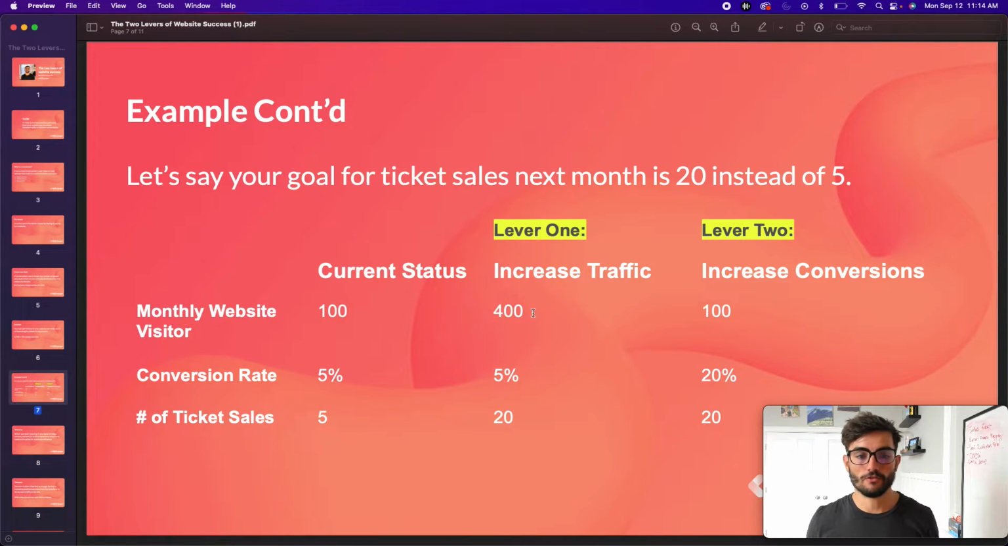You've increased your traffic to 400, but you've done nothing about the conversion rate. You've left the website the way it is. Your ticket sales will hit 20, and so lever 1 did accomplish your goal, the increase in traffic.